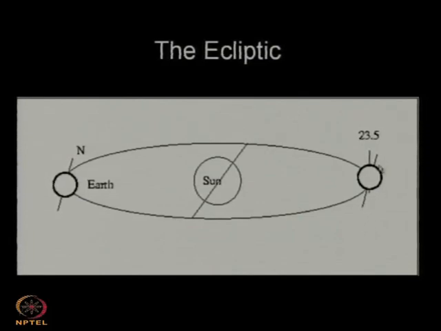Now the rotation axis of the earth, which I just told you points at present towards Polaris, is not perpendicular to this plane of the orbit, but makes an angle of roughly 23.5 degrees. So the rotation axis of the earth makes an angle of 23.5 degrees, shown over here, with respect to the normal to this orbit of the earth. This plane of the orbit is called the ecliptic plane.